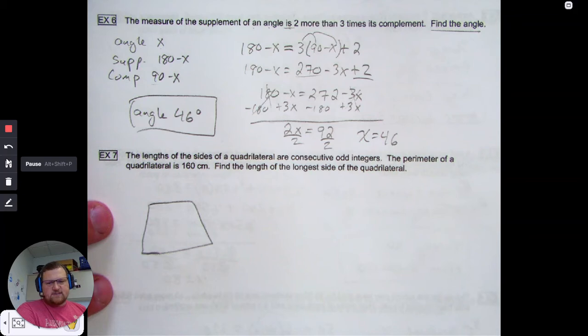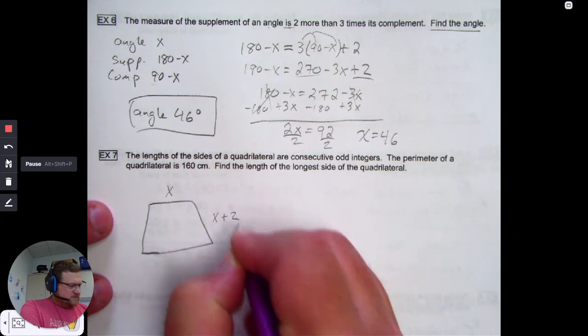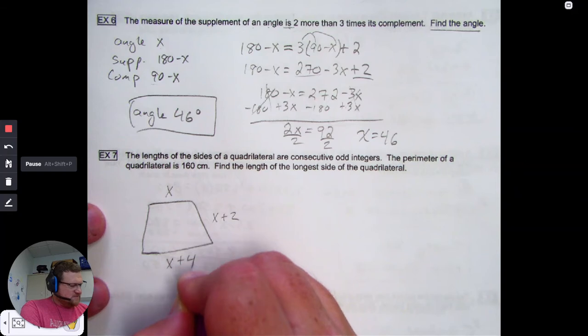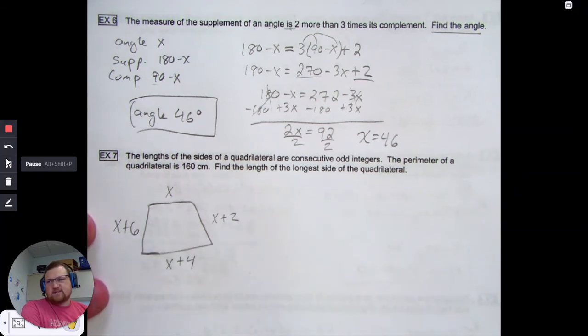If your first integer is odd, you have to add 2 to it to get to the next odd integer. So if this is x, this would be x plus 2. And then we need 2 more than x plus 2, so that would be x plus 4. And then we need 2 more again, so that would be x plus 6.